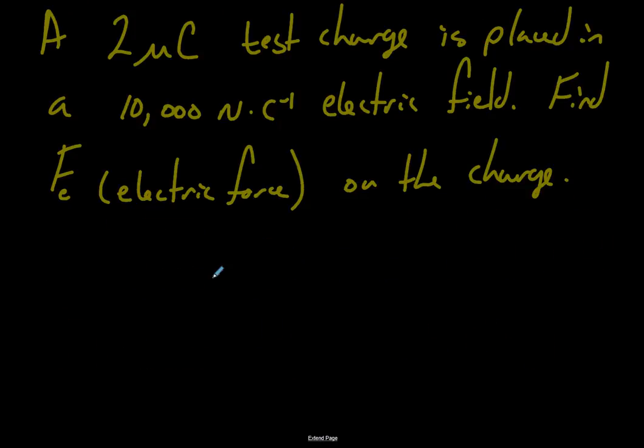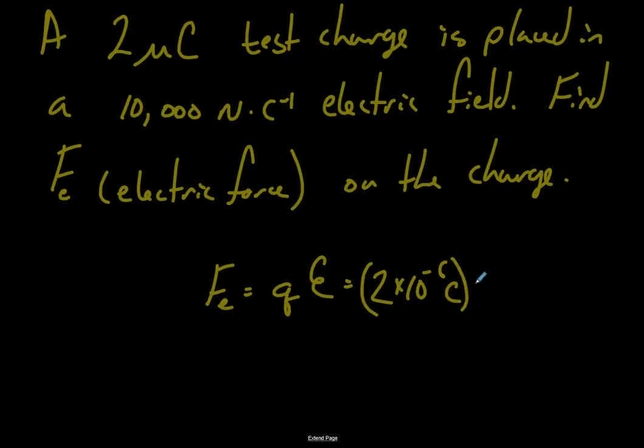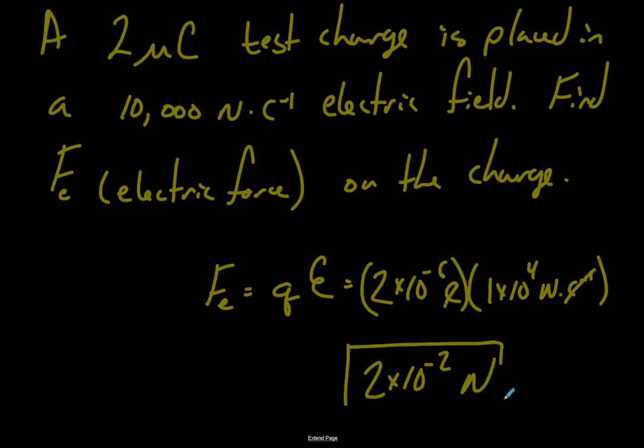This is pretty straightforward. Fe equals the amount of charge we have times our unit for field strength. In this case, we have 2 times 10 to the negative 6 coulombs times 1 times 10 to the 4 newtons per coulomb. Negative 6 plus 4 is negative 2, so 2 times 10 to the negative 2. Coulombs cancel off, and newtons of force will be felt.